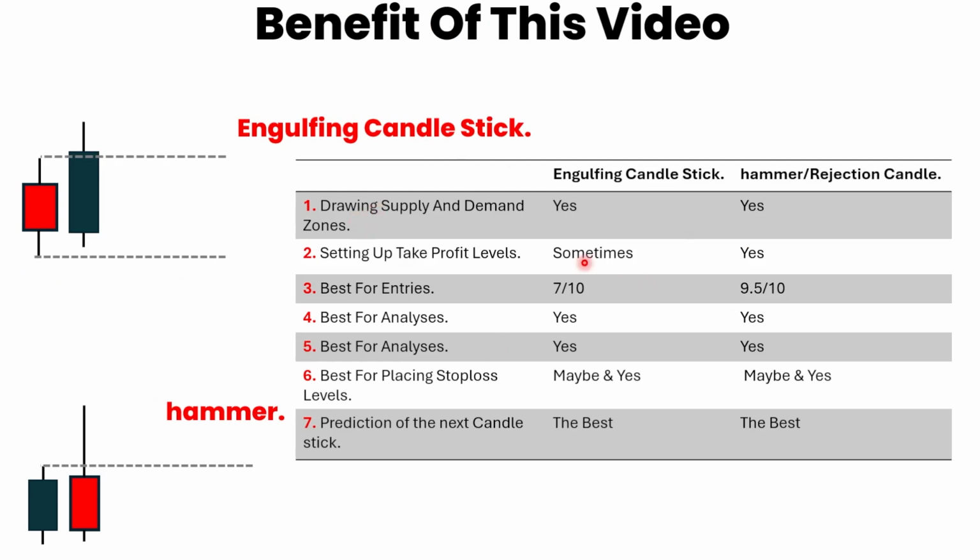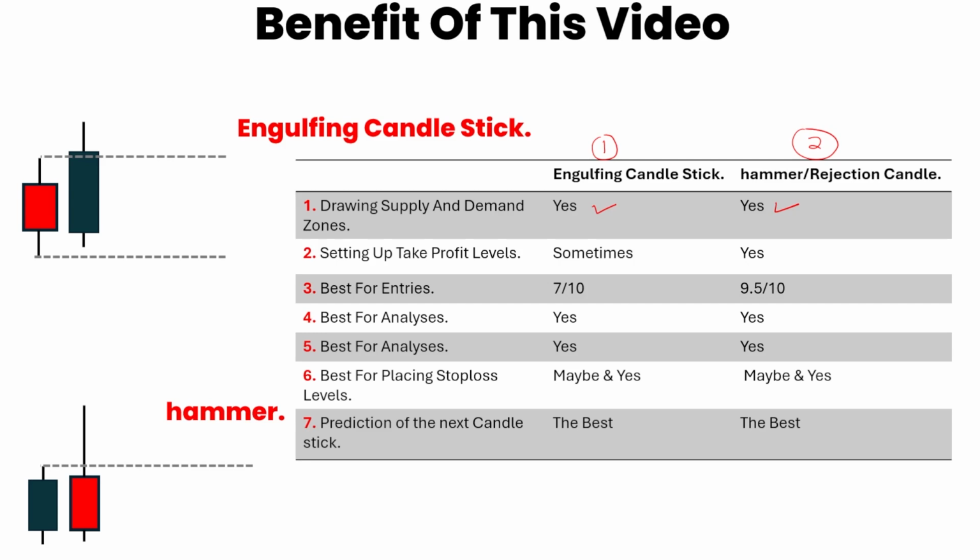Here we can see that we have a table for the engulfing candlestick pattern and then the hammer candlestick. Drawing a supply and demand zone, we can use an engulfing candlestick and even a hammer candlestick. So that means it ticks all the boxes.